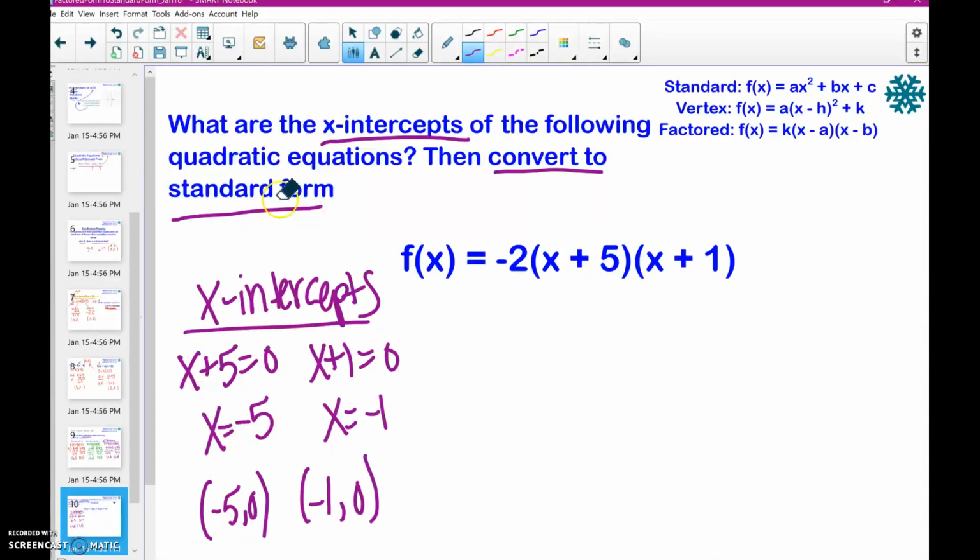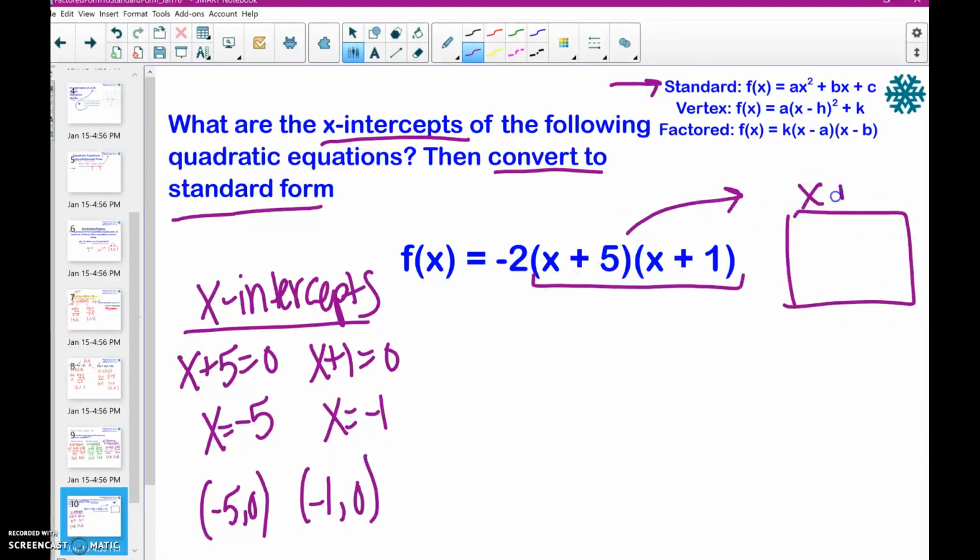Here, if I wanted to convert this to standard form, remember standard form is right up there. So we have to convert it to the form ax squared plus bx plus c. First thing I'm going to do is make an area model for this binomial multiplication right there. So I've got x plus 5 and x plus 1. When I solve that, I get x squared, 5x, 1x, and 5.